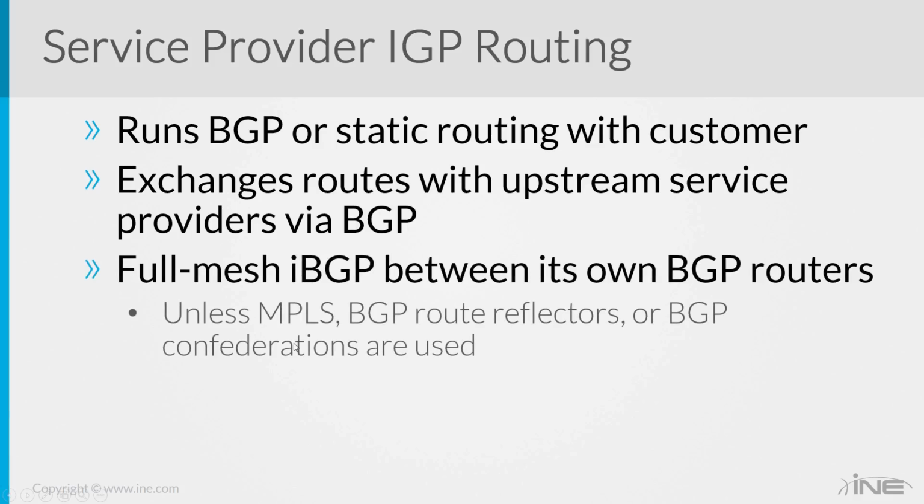So our next bullet point here is full mesh iBGP between its own BGP routers, unless you have MPLS, route reflection, or BGP confederations used. Now let's talk about that for a moment. I have MPLS in there. MPLS technically is a viable option, and you can run that. All that does is swap label bindings. What that basically breaks down to is, instead of routing via IP in the core, you're switching based off of MPLS label. Now, is that a viable solution?